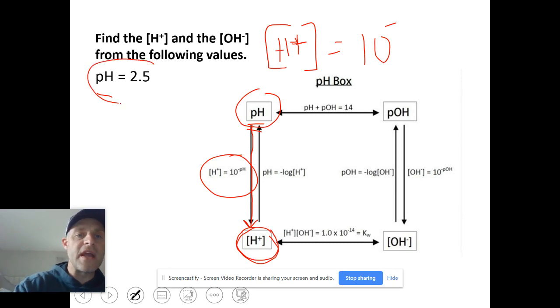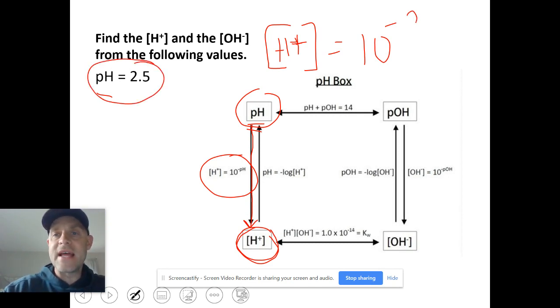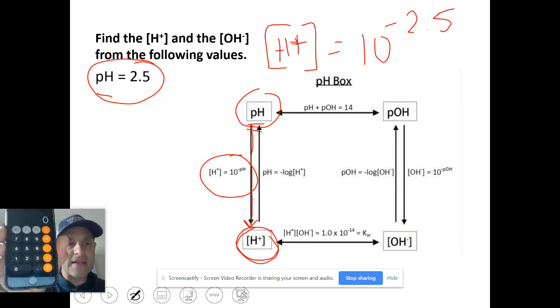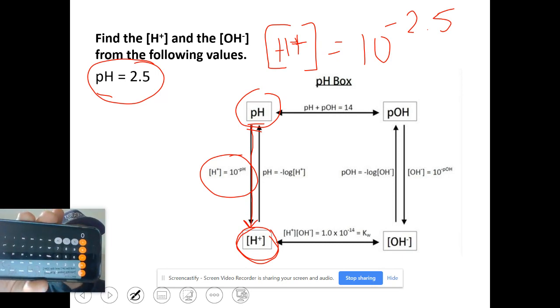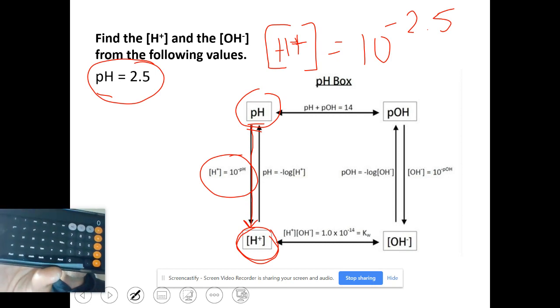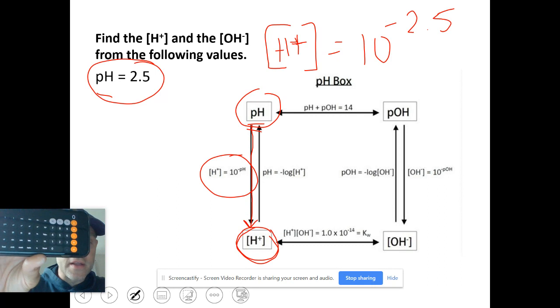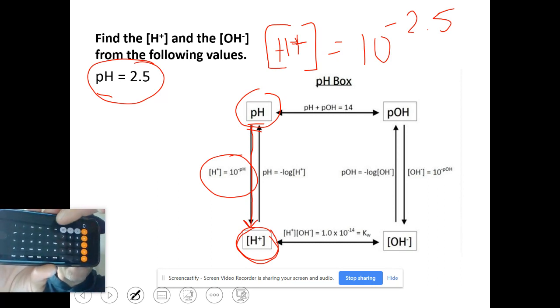Well, look at what the pH is. I gave that to you: 10 to the negative 2.5. So how do I do that? In my phone, I go sideways, and it's a little different in every calculator, so you have to play with it. For mine, I have to start with that exponent, so I'm going to go to the negative button.